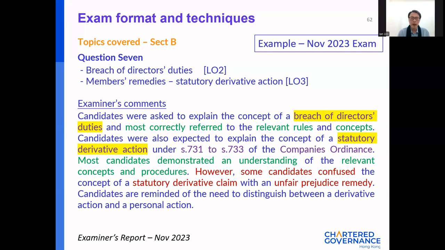Personal action is where you launch an action for yourself. For example, like the unfair prejudice claim under section 724, 725, you're asking the court for help for yourself. So for example, if the court issues a buyout order, it is to buy the shares from you. So you get a fair price for your shares. So you can see the difference. Derivative action, you're doing something on behalf of the company. So if the court hands down some relief, it will be for the company, not for you. Whereas a personal action is you feel something is done against you and you ask for remedy, you ask the court to do something to help you and maybe give you some relief.